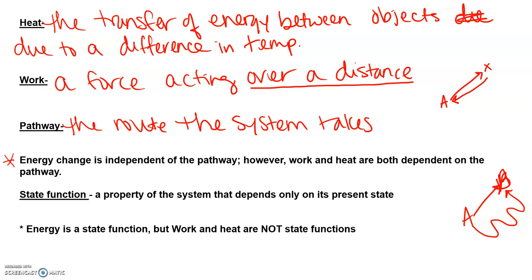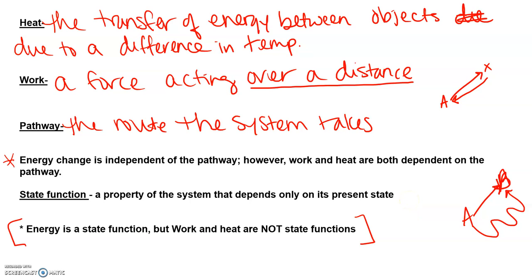So when we have some sort of quantity, something like energy, when it depends only on its present state, the pathway has no effect, we say that it's a state function. And so change in energy is a state function. It is independent of the pathway. But if something is dependent on the pathway, then it's not a state function. And so here, as it says at the bottom, energy is a state function, but work and heat are not.